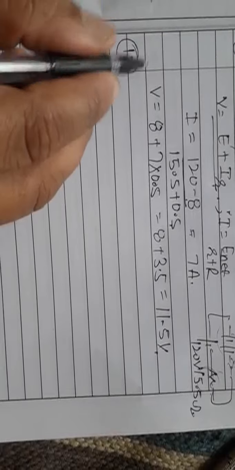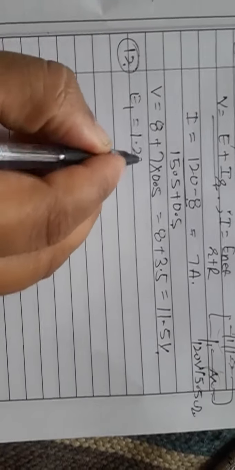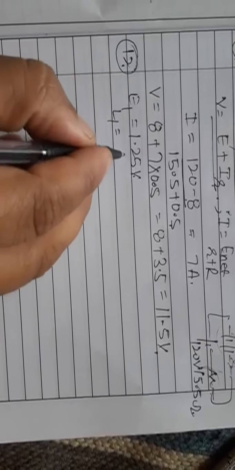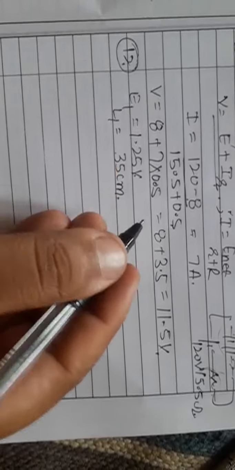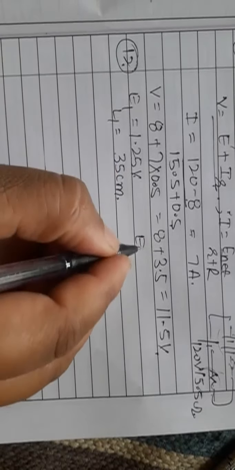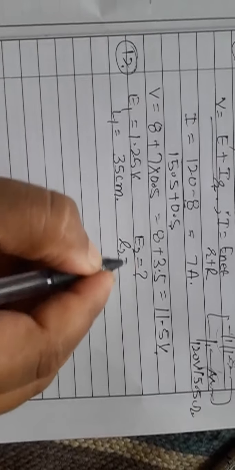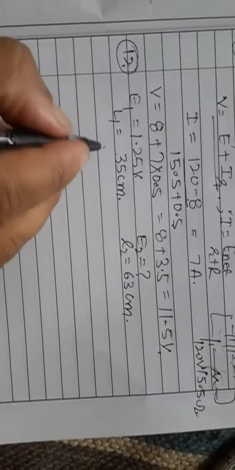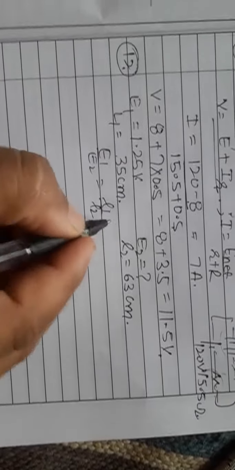Here we come to question number 12. In a potentiometer arrangement, a cell of EMF 1.25 volt gives a balancing length of 35 centimeter. If the cell is replaced by another cell, the balance point L2 shifts to 63 centimeter. So simple formula, comparing the EMF: E1 by E2 equal to L1 by L2.